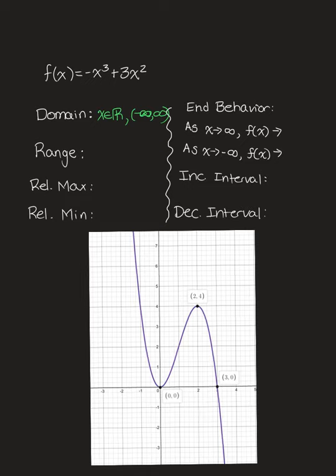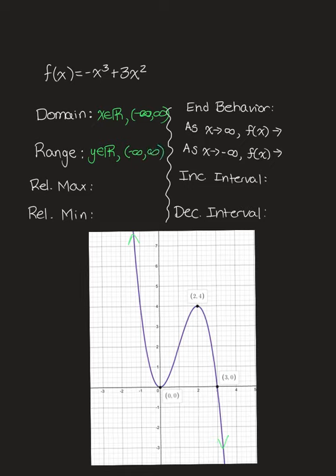Now the range can change with a polynomial function. In this case, since my graph is going down at the very bottom and then up at the very top, my range is also all y values. So y is an element of the reals, or you can say from negative infinity to positive infinity.